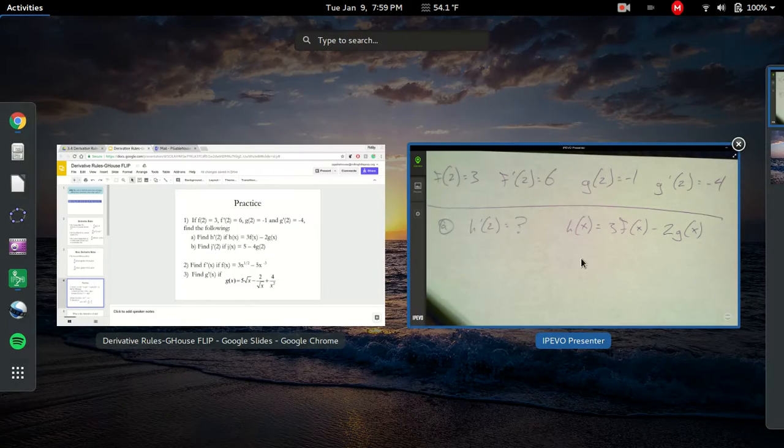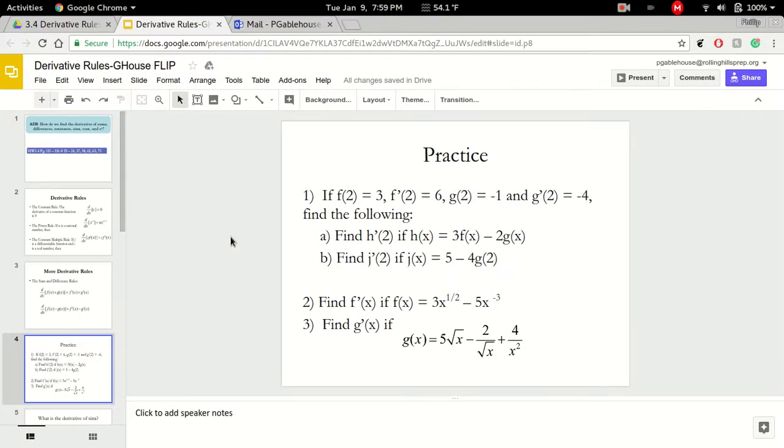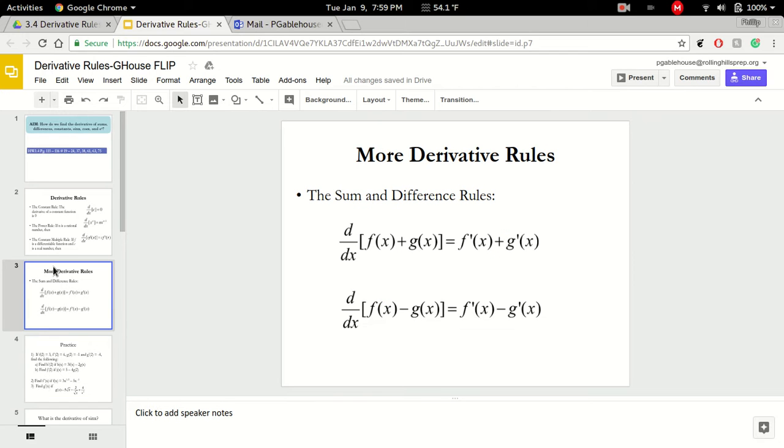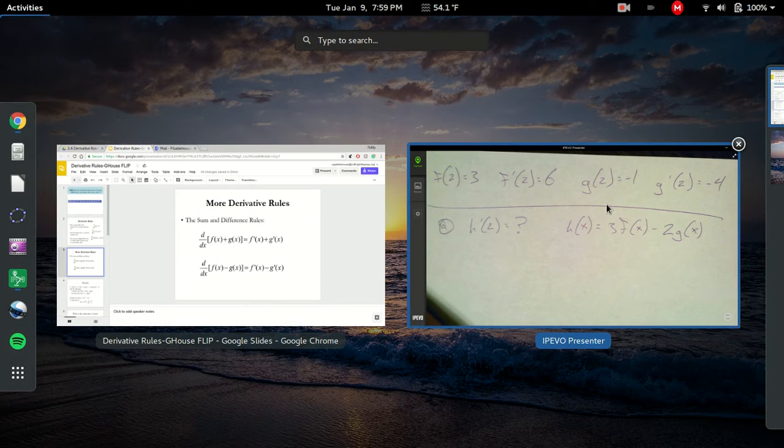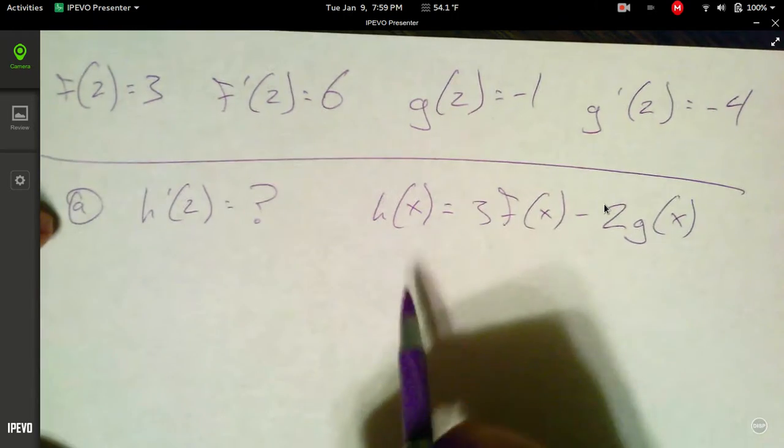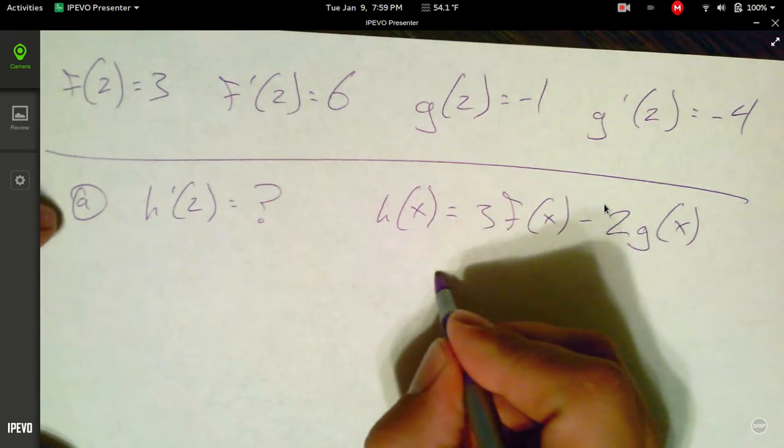We know by our derivative rules that the derivative of a sum of functions is equal to the sum of the derivatives. So if we go back to our problem here really quick, we're looking for this at h of 2, so I can just write this in here.